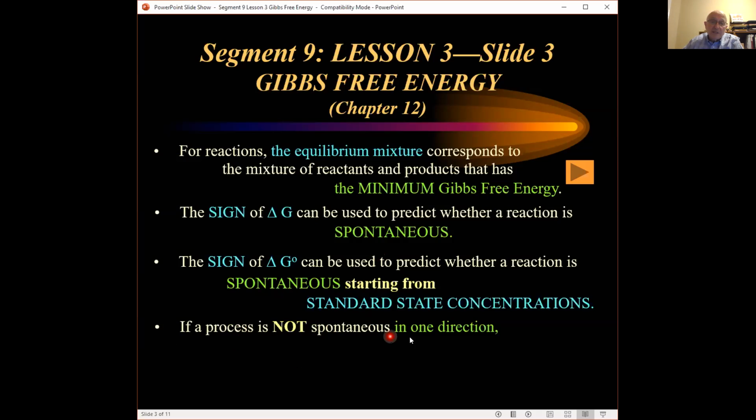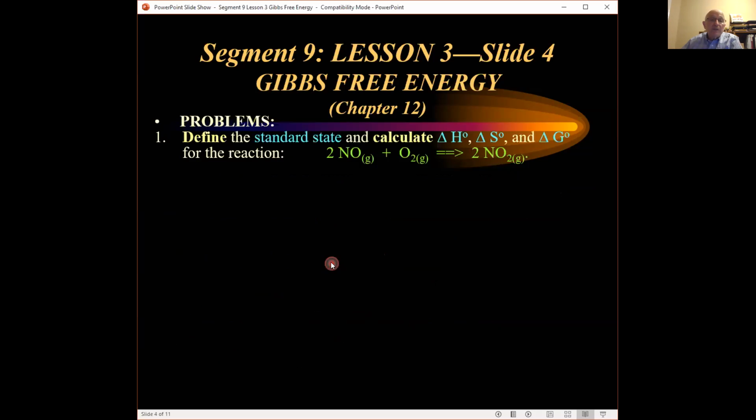If a process is not spontaneous in one direction, it is in the other direction. Remember, for any of the functions, if we reverse the direction of the reaction, we change the sign of that state function. Okay, let's look at some problems.